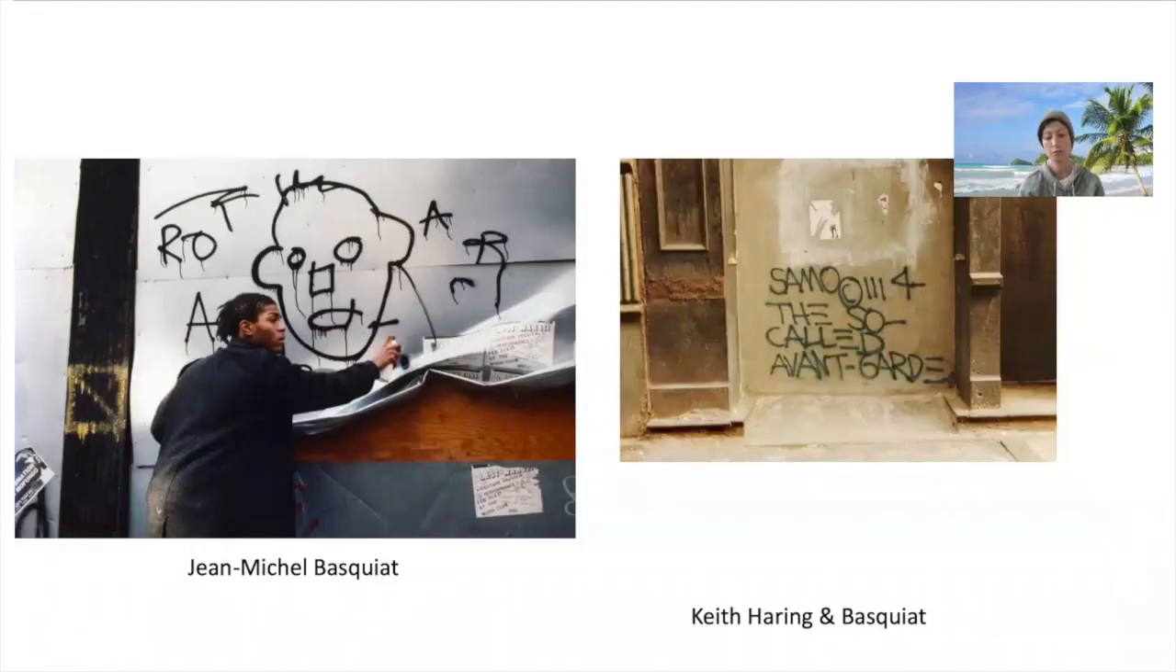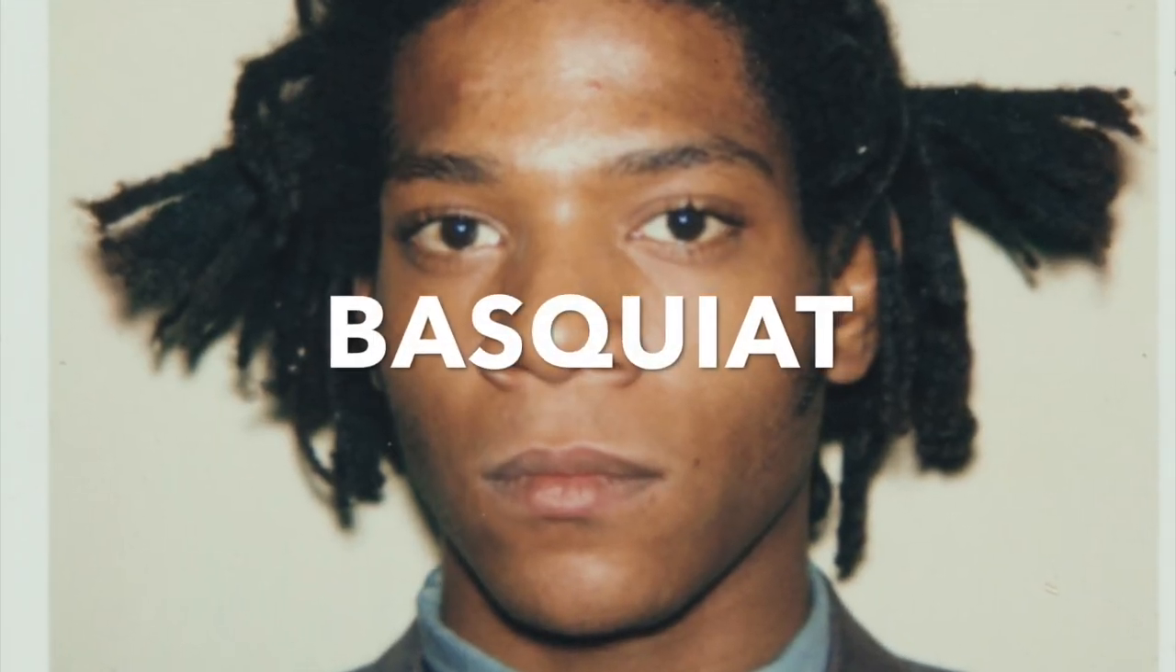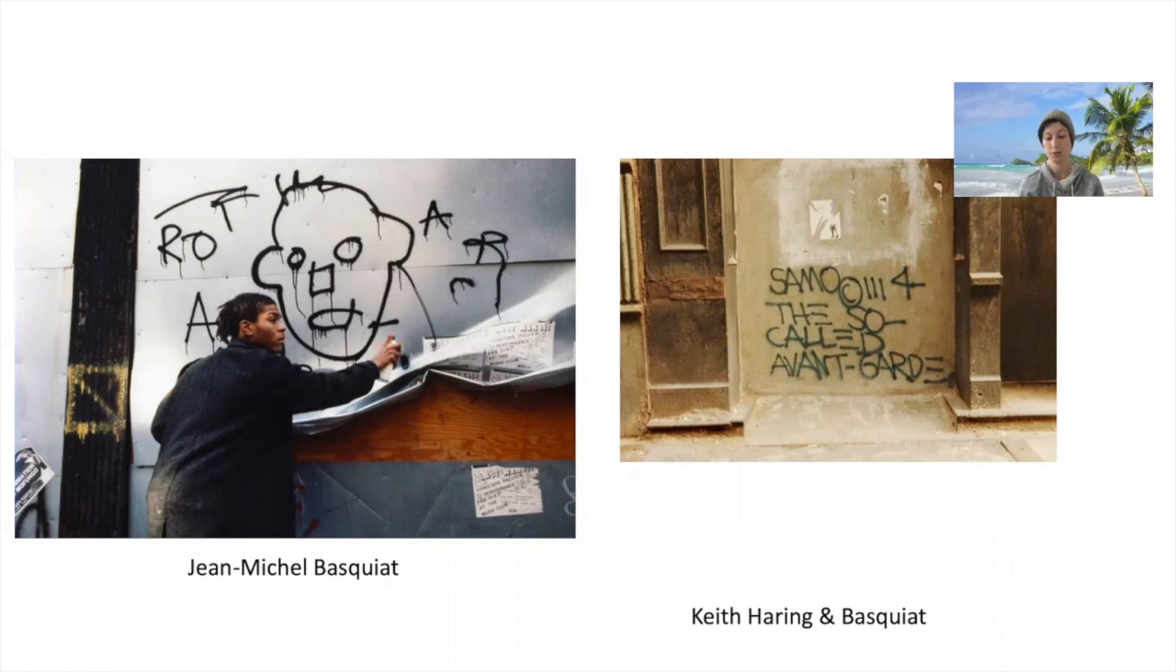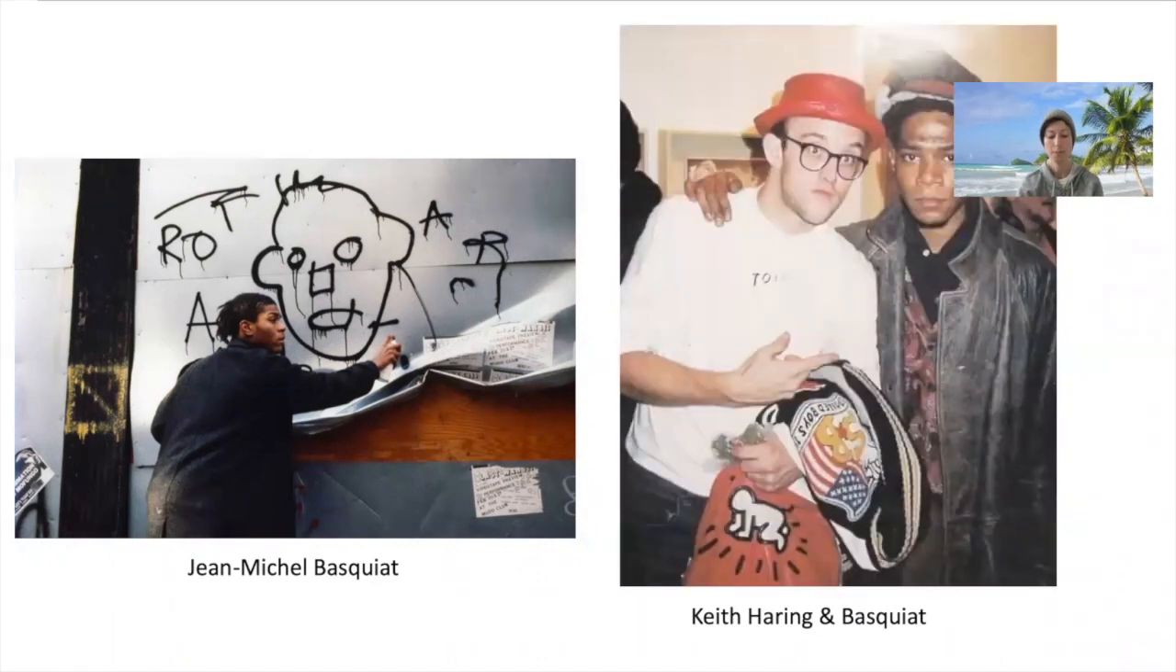Probably some of the most famous graffiti artists would be Basquiat and Keith Haring, two New York-based artists who passed away at very young ages. Basquiat was known by the name Samo, which stood for same old shit. He would leave text-based graffiti and some cartoon-like drawings on the streets and in the subway, much like Haring, who was known for his faceless, genderless figures who always seemed to be radiating energy.